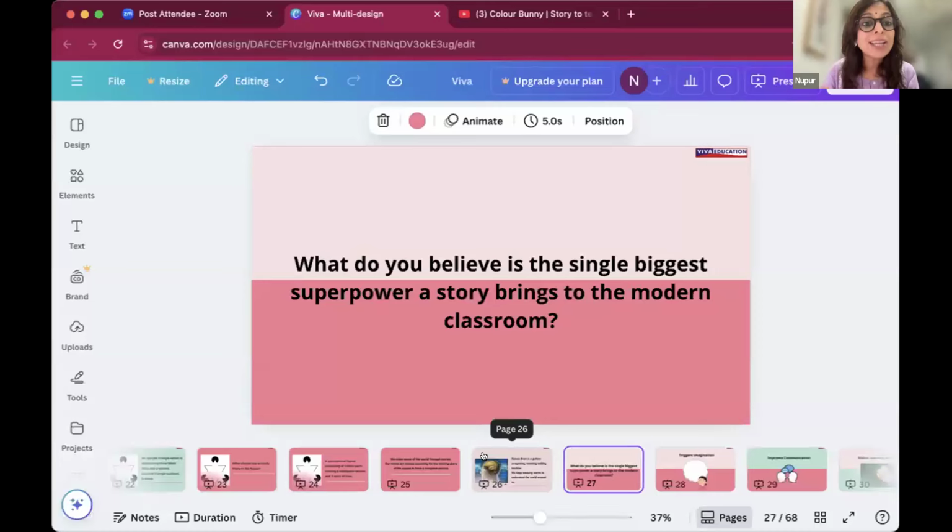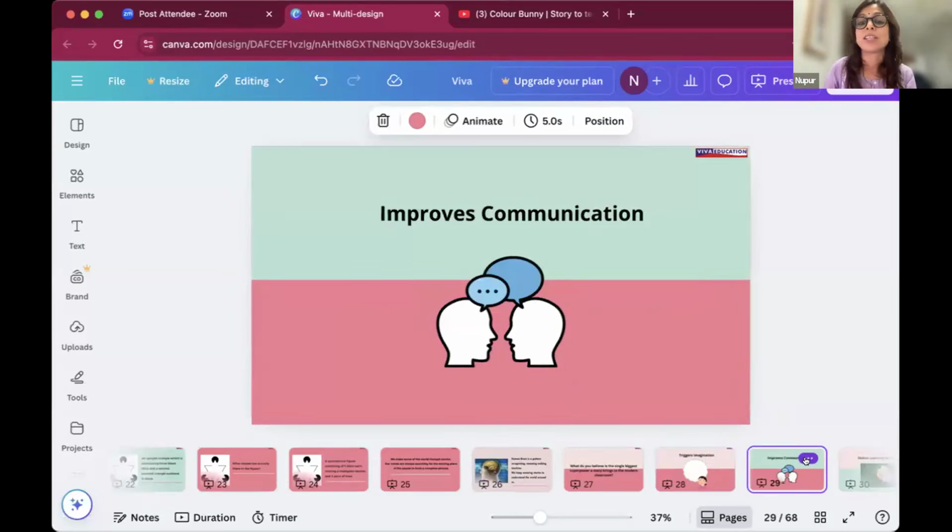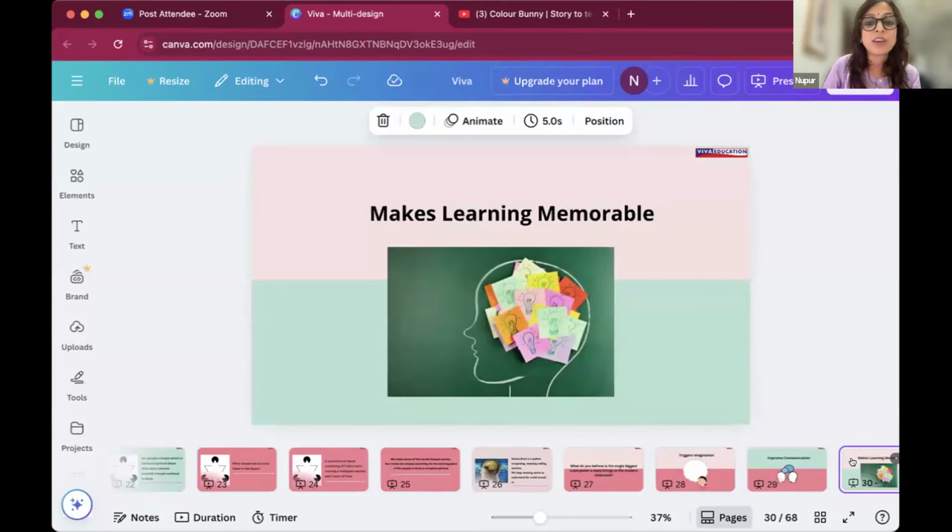So you're absolutely right. We need to bring stories in the classroom because stories help trigger imagination. When you listen to a story, when you're telling a story, the listeners go on a mental journey where they start connecting one thing to another, right? And if we want children to grow up to be original thinkers, creative thinkers, we need to give them the power of imagination, which is only possible through stories. And stories improve communication, right? That's a given. No need for any explanation. Stories make learning memorable.